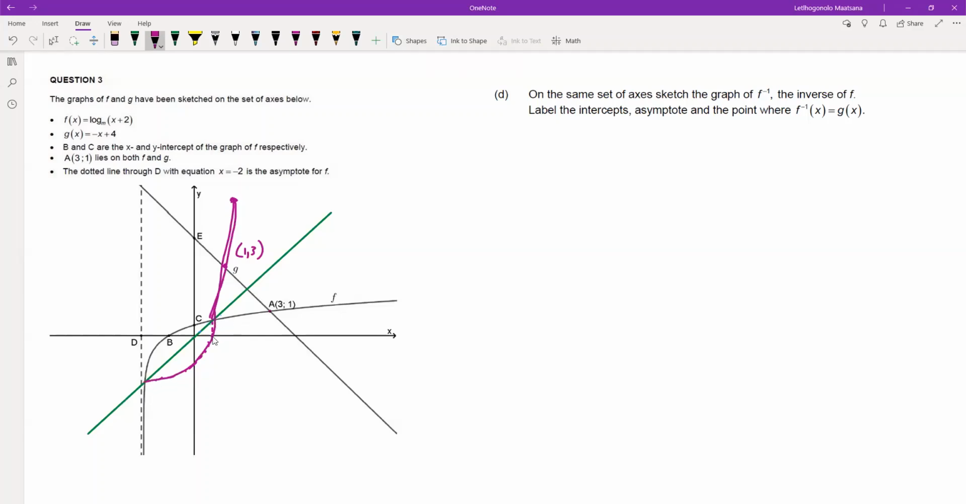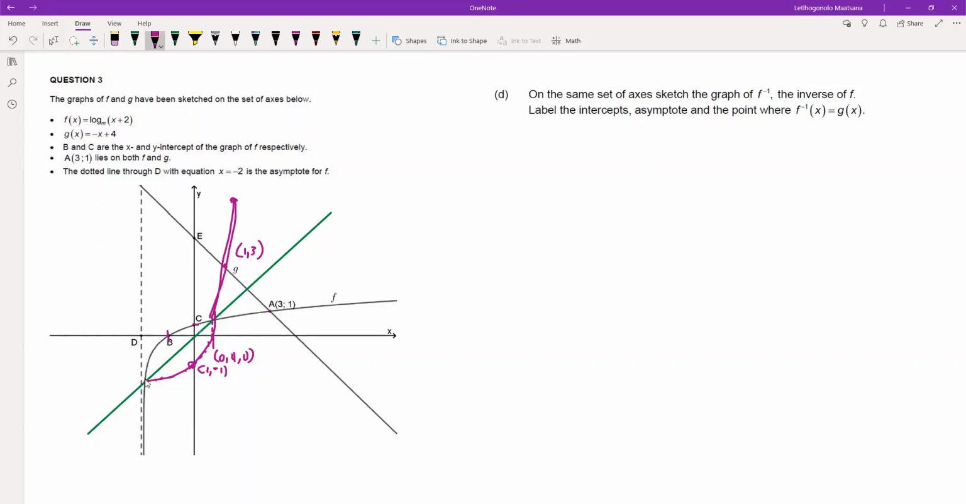So our y-intercept becomes our x-intercept, and our x-intercept becomes our y-intercept. So here we were cutting at (0, 4). So here we will be cutting at (4, 0). There we were cutting at (-1, 0). So over here, we would be cutting at (0, -1).